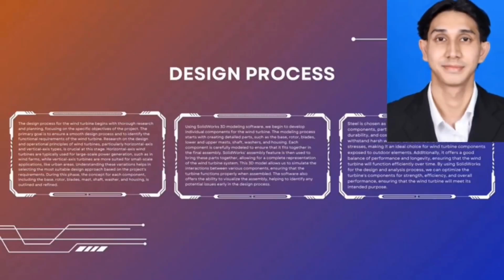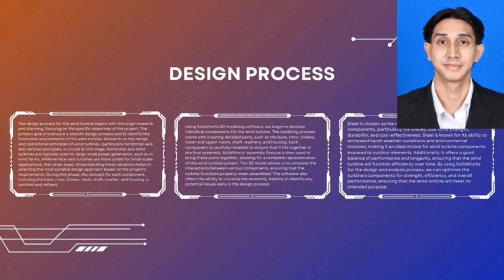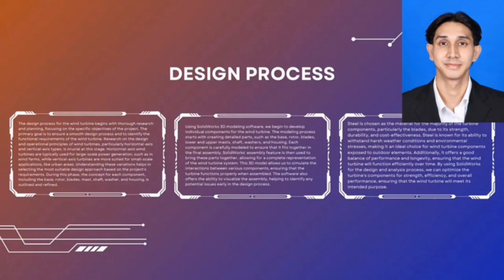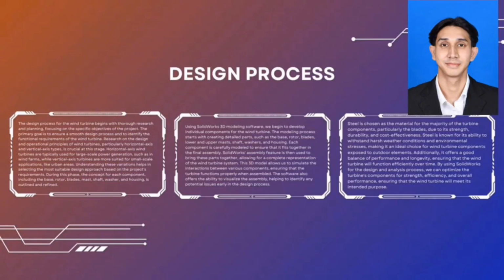Design process. The design process for the wind turbine begins with thorough research and planning, focusing on the specific objective of the project. The primary goal is to ensure a smooth design process and to identify the functional requirements of the wind turbine. Research on the design and operational principles of wind turbines, particularly horizontal axis and vertical axis types, is crucial at this stage. Horizontal axis wind turbines are typically used for large-scale power generation, such as in wind farms, while vertical axis turbines are more suited for small-scale applications like urban areas. Understanding this variation helps in selecting the most suitable design approach based on the project requirements.